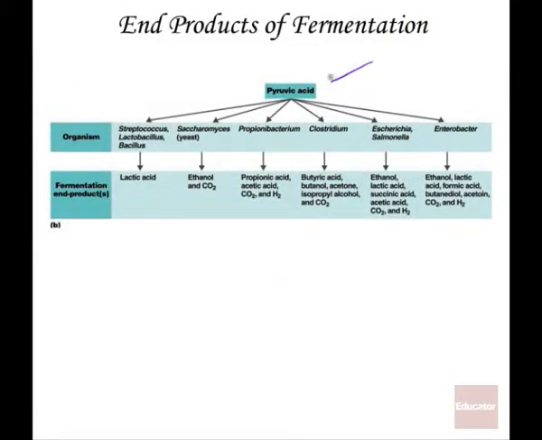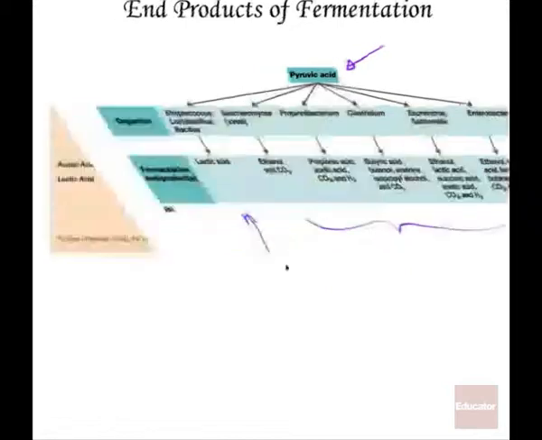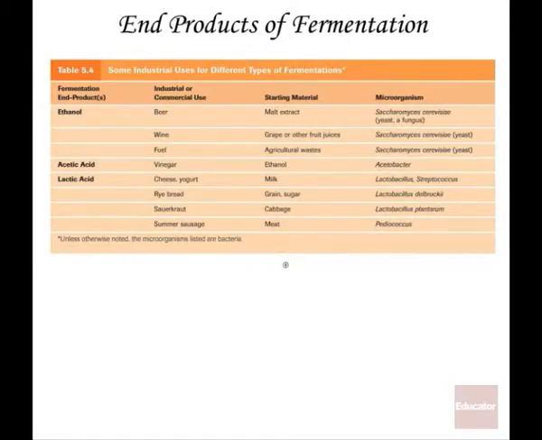So here's a nice flow chart of all these different types of fermentation. Here is lactic acid production. Here are the other forms of fermentation. And then here's a nice chart. You can see that these different end products are certainly produced by these various methods and different microorganisms. So the traditional alcohol production is often done by these yeast organisms.